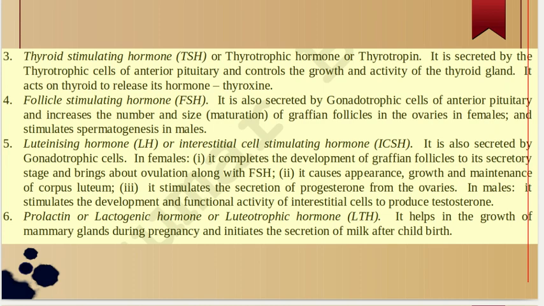So you should remember, they might ask any 4 or 5 hormones of the anterior lobe of the pituitary gland. So you can recollect the growth hormone or somatotropic hormone, thyroid stimulating hormone, follicle stimulating hormone, luteinizing hormone, prolactin or lactogenic hormone. These are some of the easy hormones to remember, and you can write about them.